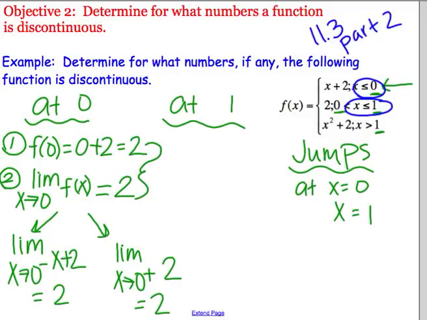Step 3 is to make sure those are the same, and they are. So this function is continuous at 0. There's no discontinuities there.